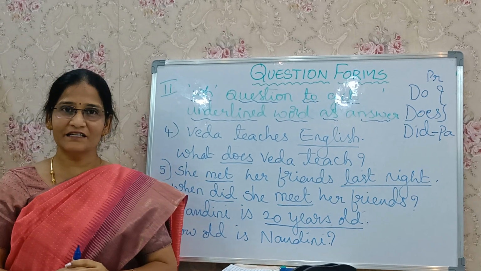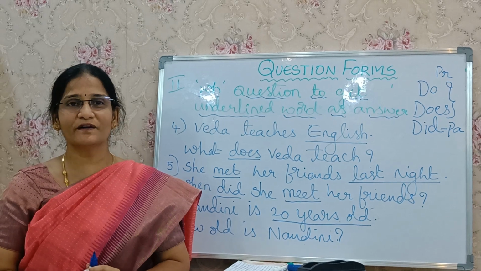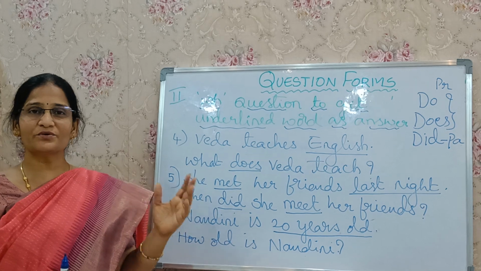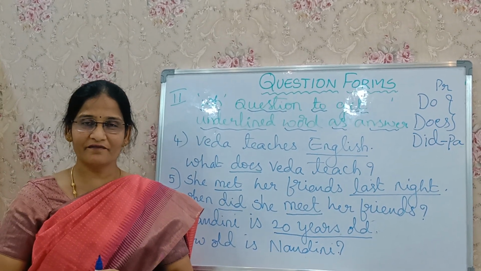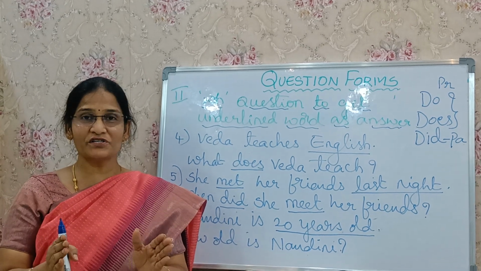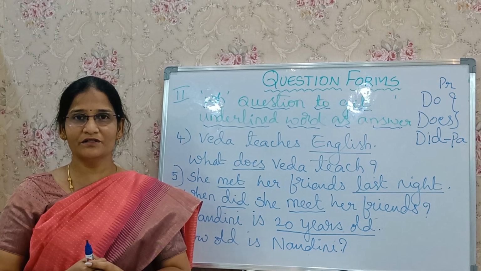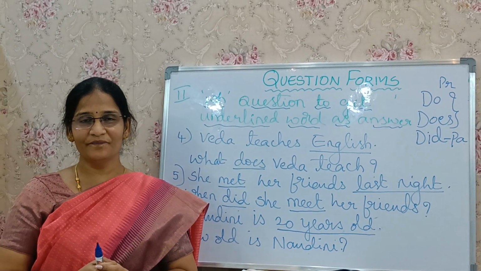Like that you can practice and prepare for your first year annual examination and also for the second year annual examination. So with all these examples, today's topic, that is question forms, two types of questions you will be given. Make a question with the right form of do, and also frame a WH question to get the underlined word as an answer. I hope it is very clear.